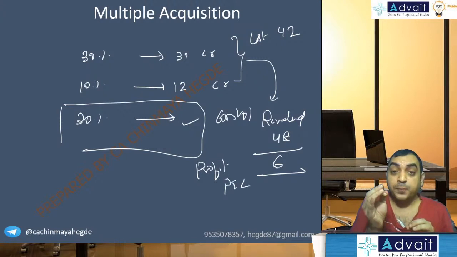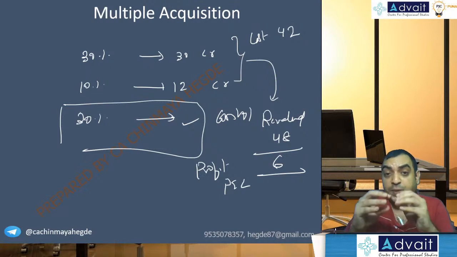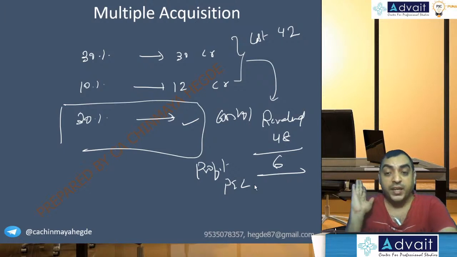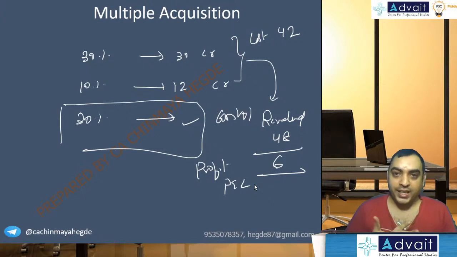In case of multiple stage acquisition, the previously held investments should be revalued, and the difference between the cost and the fair value should be transferred to P&L account. Hope you got the points. On the revalued amount of previous investment, the difference will go to other equity. No, on the revalued amount, it will go to P&L account.